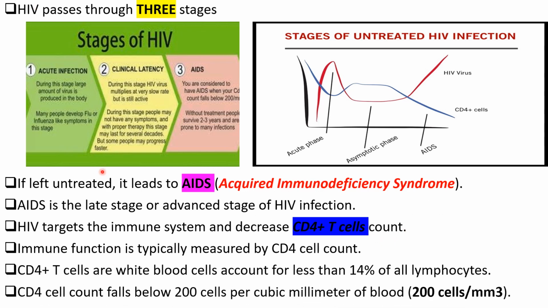To know the functioning of the immune system, we can measure the CD4, I mean T helper cells, count. If the T helper cells count is normal, we can certify that there is no infection. If the number falls below the normal range, we decide that there is some infection. Out of all the lymphocytes, the CD4 T cells account for less than 14%. If the CD4 cell count falls below 200 cells per cubic millimeter of blood, it is decided that the person is affected with the HIV virus.